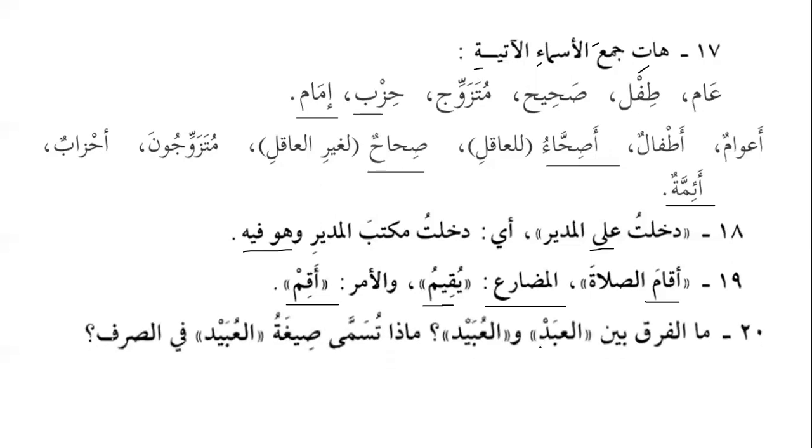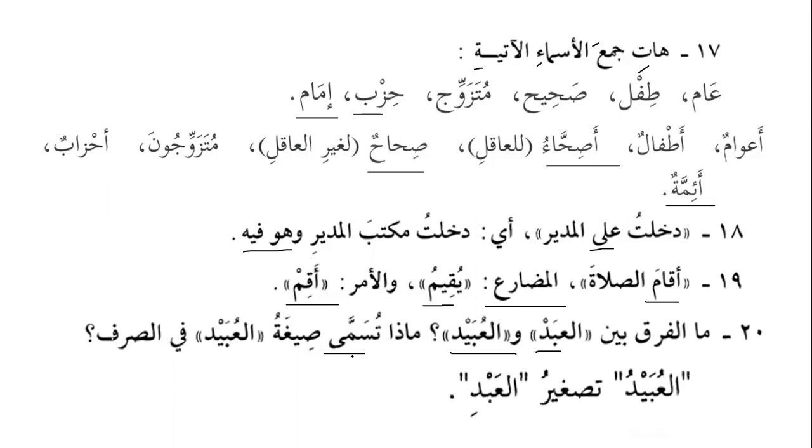Ma al-farqu bayna al-abd wal-ubayd? What is the difference between abd and ubayd? What do we call the form of ubayd in sarf? And what do we call the diminutive form? Sighat at-tasghir, yes, tasghir. Saghara yusaghiru tasghiran. Tasghiran means to make something smaller. So that is called sighat at-tasghir.